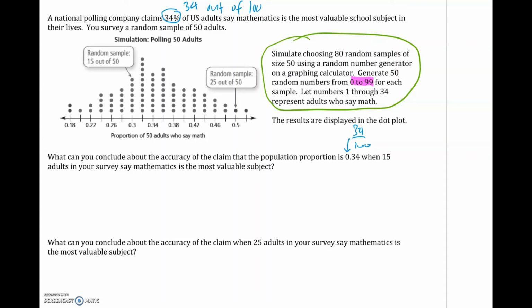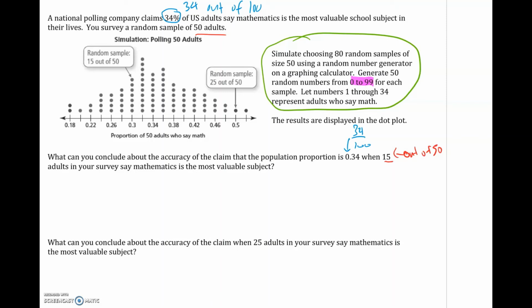So our survey that we ran said 15 out of 50, because that's what we said we were surveying. We're surveying 50 adults. So 15 out of 50 in our personal survey, where we actually went out and talked to people, said math is the most valuable subject. And again, assuming that our survey was unbiased and completely random and all that.